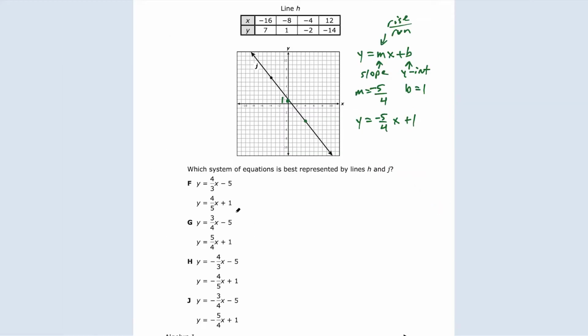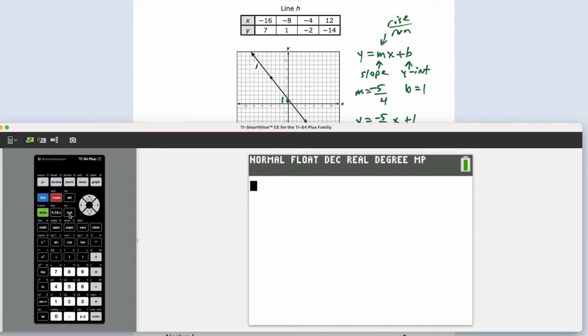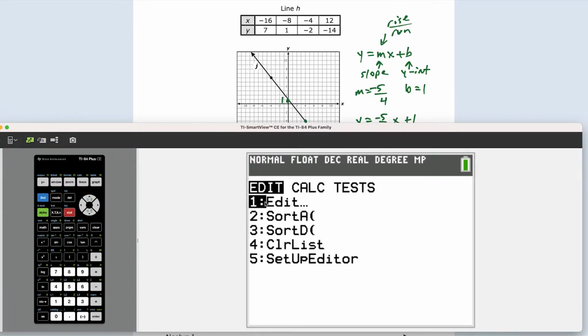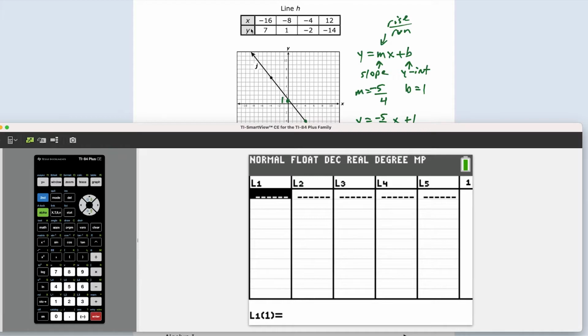So now if we scan the answer choices, the only answer choice that has negative 5/4 x plus 1 is choice J. But then how do we know that line H is negative 3/4 x minus 5? So we could just type everything in the calculator. We're going to press stat, go over to edit, and input this data from the table. Everything in the X row I'm going to put in L1, and everything in the Y row is going in L2.